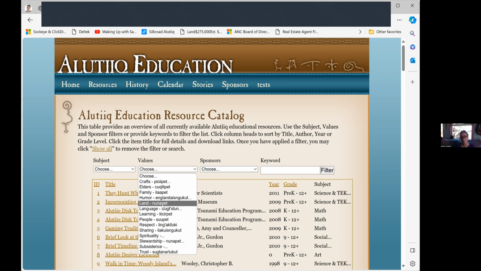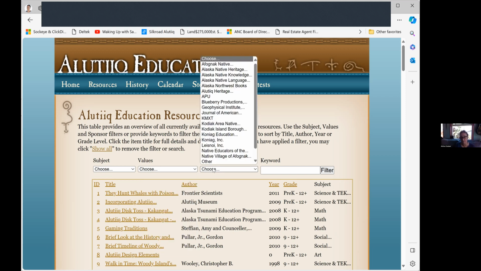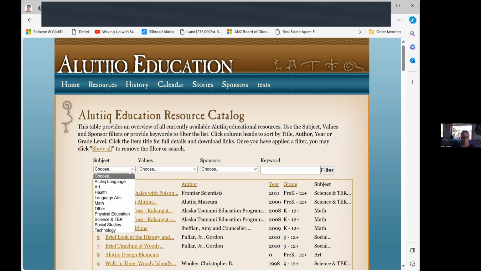So you can actually sort and look for anything that is tagged as reference to serving that particular value area. You can also sort by who the sponsor was. Some of them were a specific organization. We got it from the Alaska Native Knowledge Network through UAF or something like that. And then, of course, the subject matters. There may be many different things, but these were the subjects that we identified from the types of materials we had. And you can keyword search.